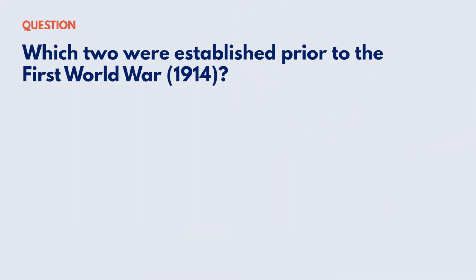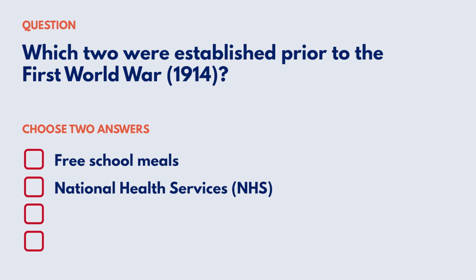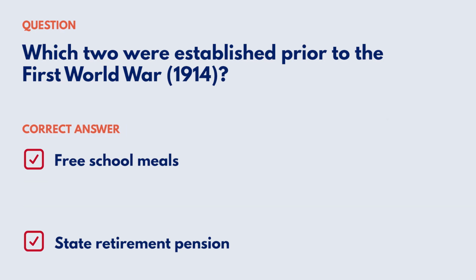Which two were established prior to the First World War, 1914? Free school meals. National Health Services, NHS. Child benefit payments. State retirement pension. Correct answer: free school meals and state retirement pension.